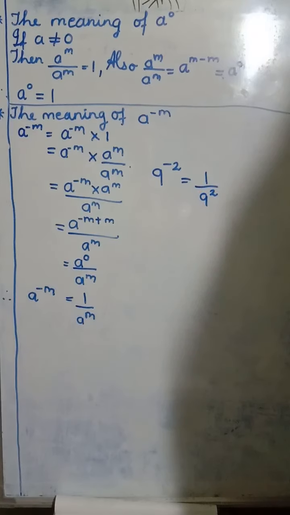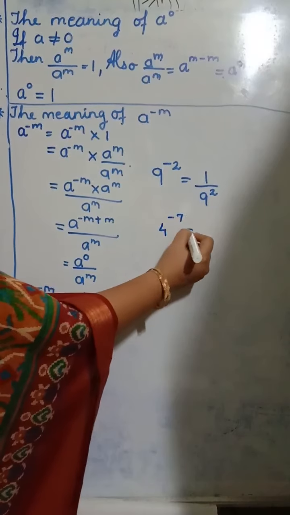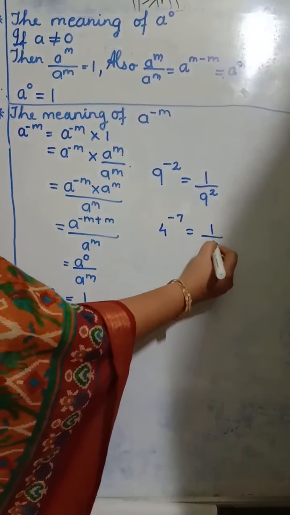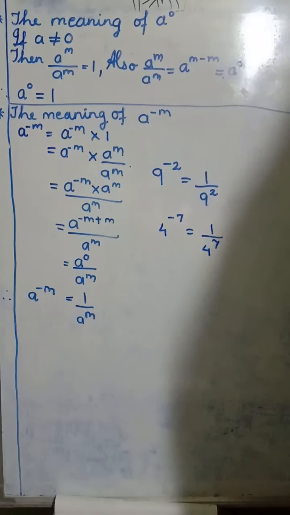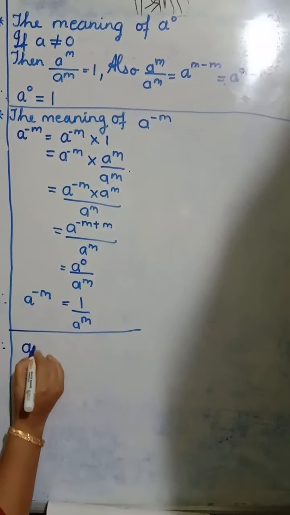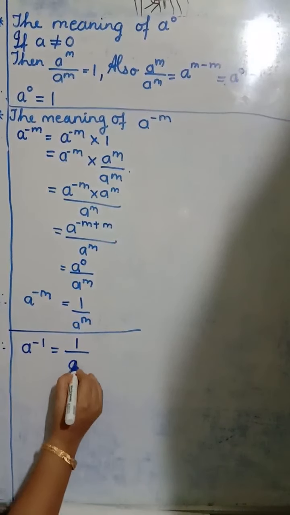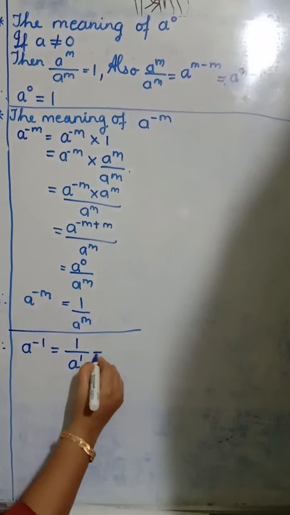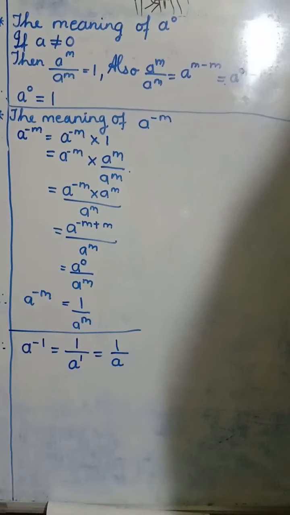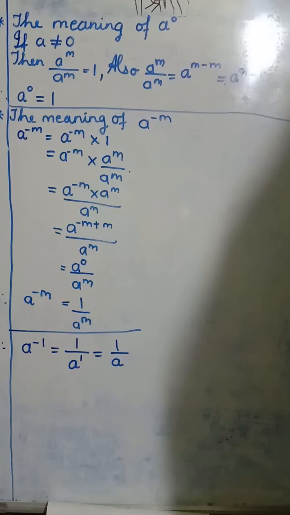Did you understand? Suppose you take one more number, that is 4 raised to minus 7, then what will you write? You will take 1, this will go down and it will become positive. That is 1 upon 4 raised to 7. Can I write a raised to minus 1 as 1 upon what? A raised to 1. Is it? That is nothing but what? When the power is 1, we get that number itself. So a raised to negative 1 is equal to 1 upon a.